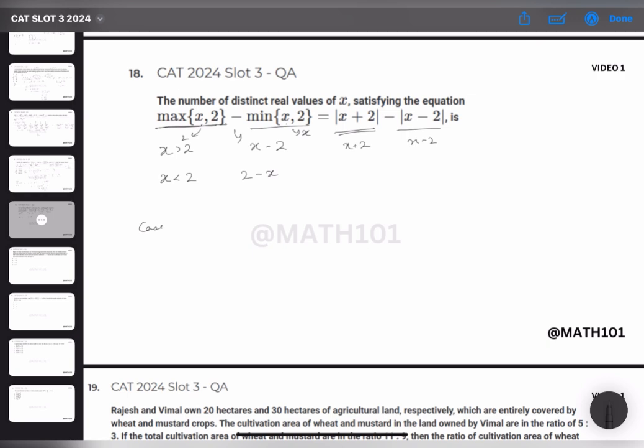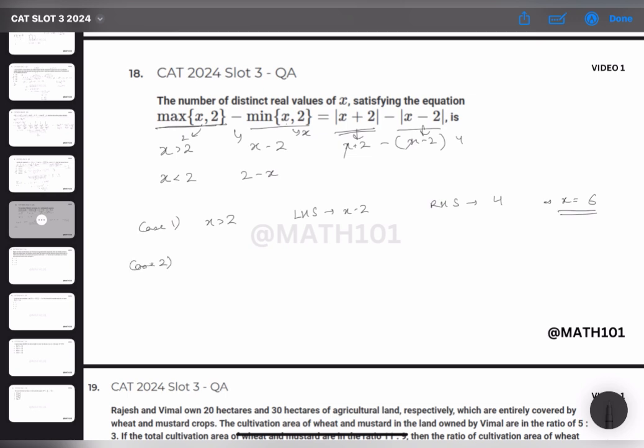So case 1, when x is greater than 2, LHS is x minus 2. RHS is, this opens as x plus 2, this opens as x minus 2, minus x gets cancelled, we get 4. RHS is 4. So by equating LHS and RHS, we get x equals 6, which agrees with our assumption of x greater than 2.